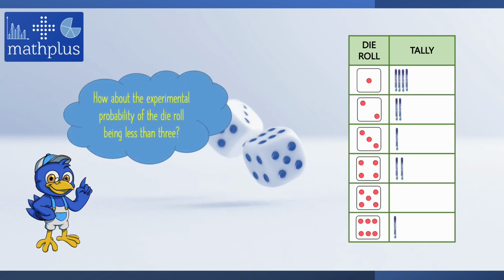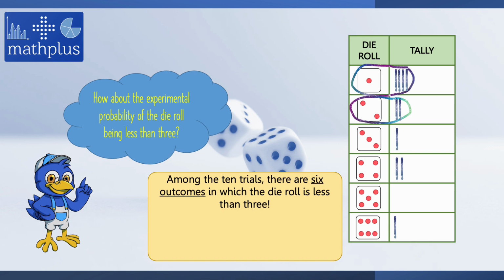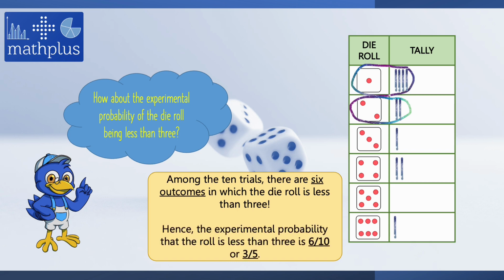Okay, it looks like Banoy has one more question. How about the experimental probability of the die roll being less than 3? Okay, the die rolls that are less than 3 are 1 and 2. We can see that there are 6 outcomes in which the die roll is less than 3. Therefore, the experimental probability that the die roll is less than 3 is 6 over 10 or 3 over 5.